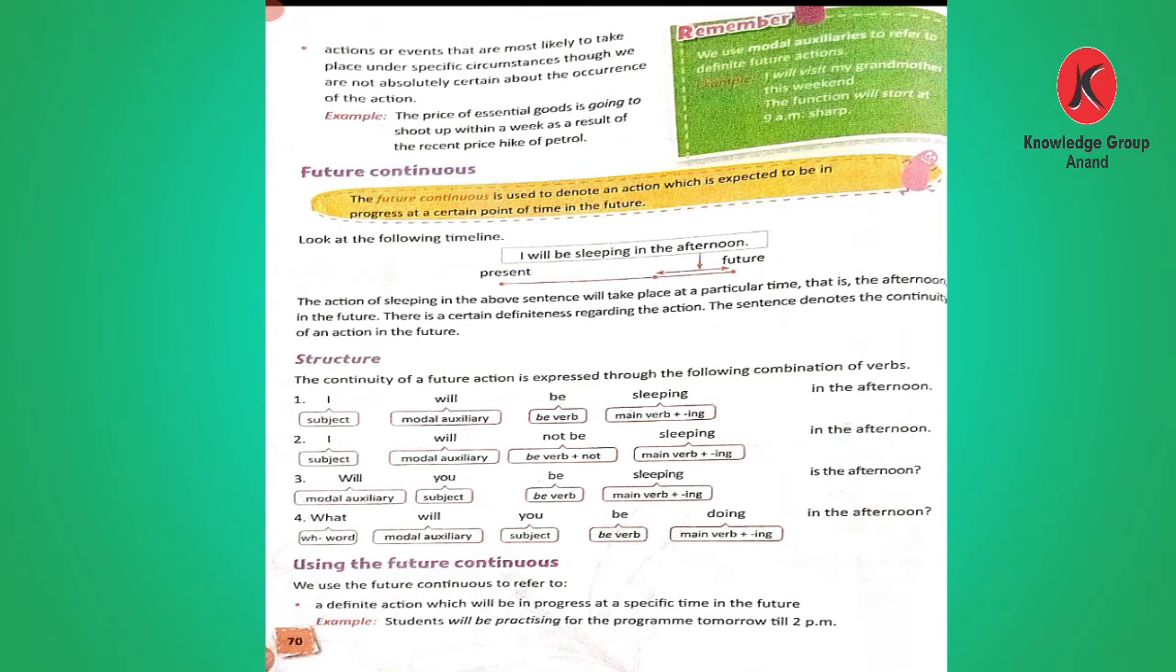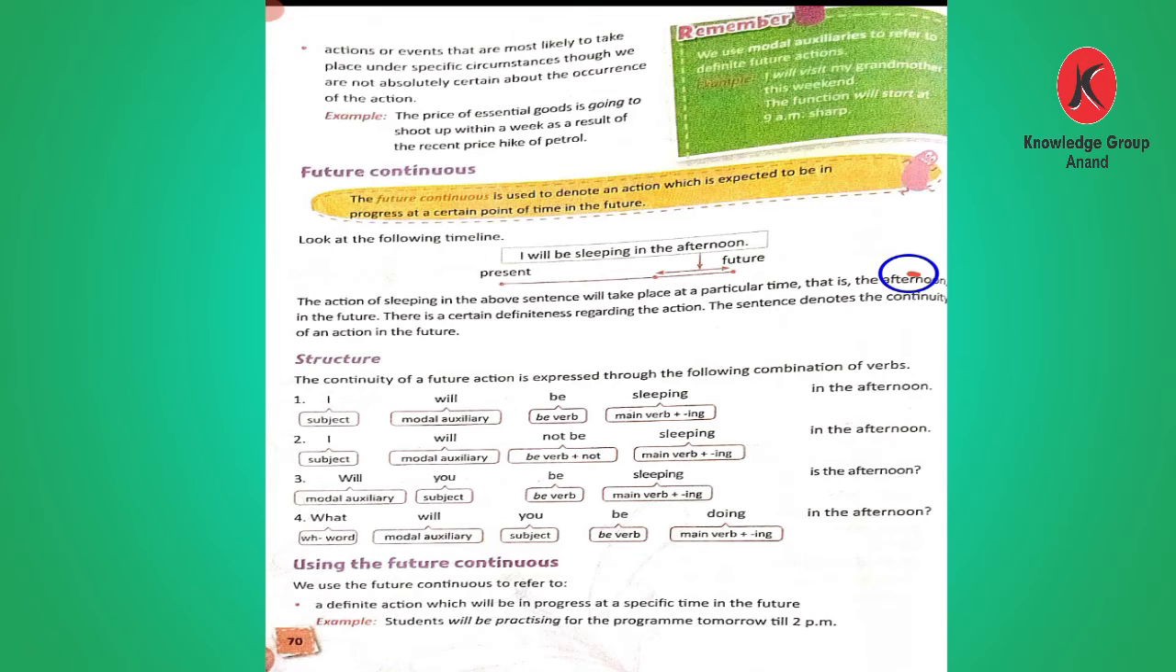Second sentence, I will not be sleeping in the afternoon. Negative sentence. Okay, so I is a subject, will is a modal auxiliary, be is a be verb plus not. Okay, and sleeping, sleep is a main verb plus ing form added to it.